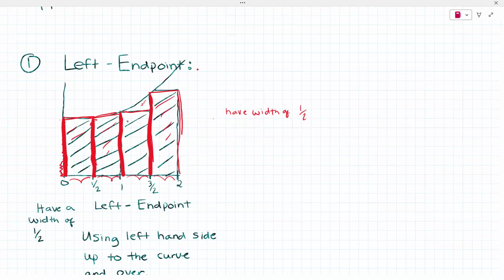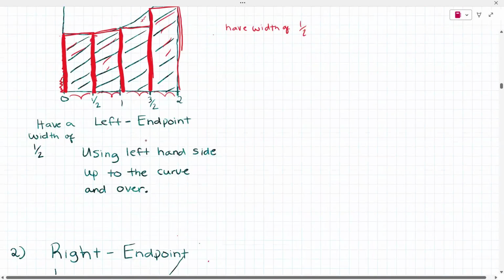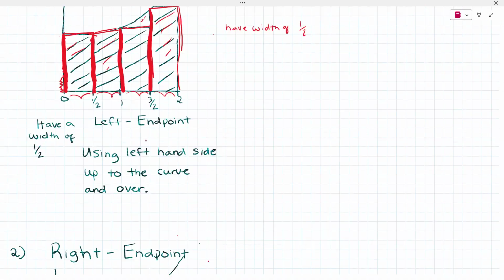So is left end point the most accurate? No, because you have this area that we need to calculate, which is not part of it. And then we have this space that's still not calculated. So you do have a width of 1/2. Probably not the most accurate, but basically you just start on the left hand, so you start here from 1/2 and then go to the left.